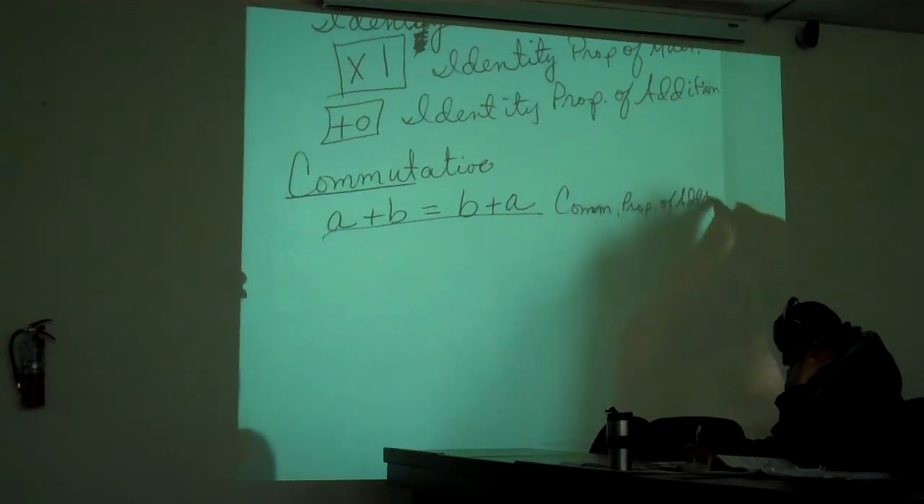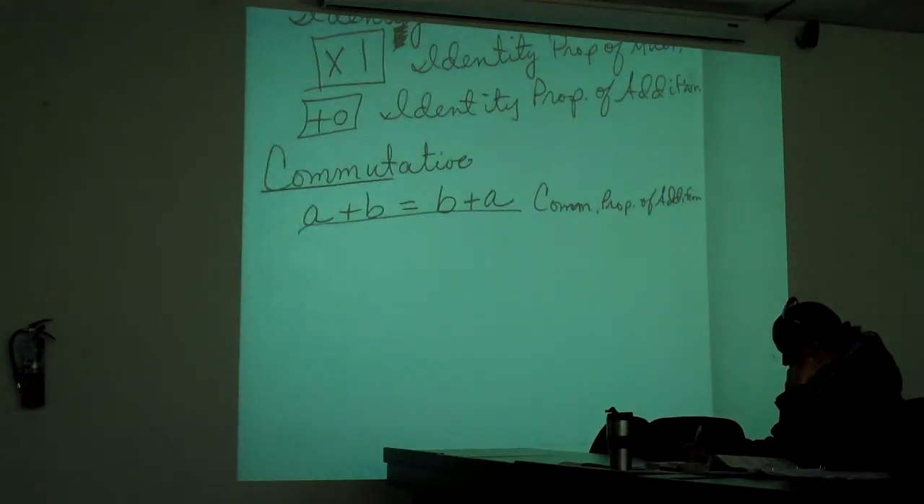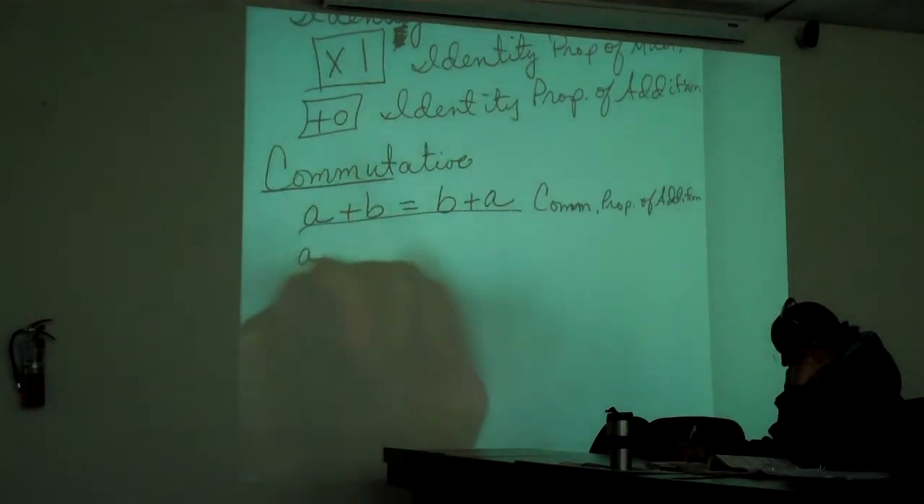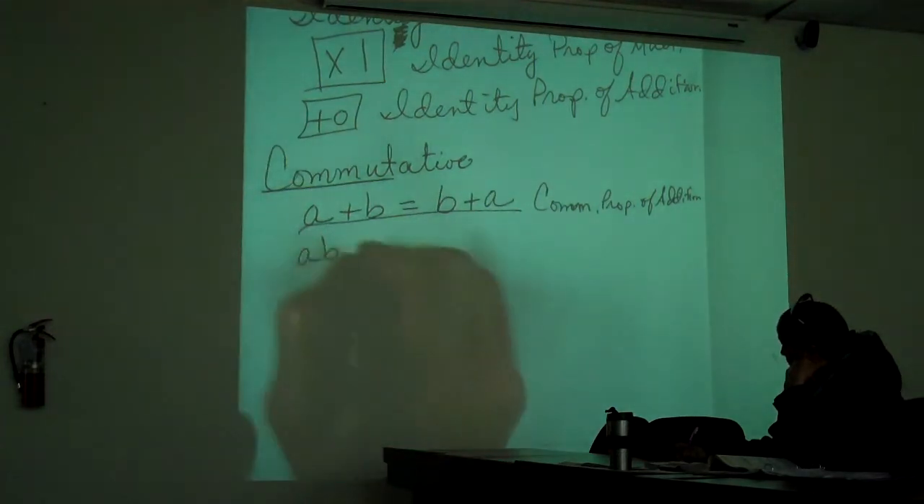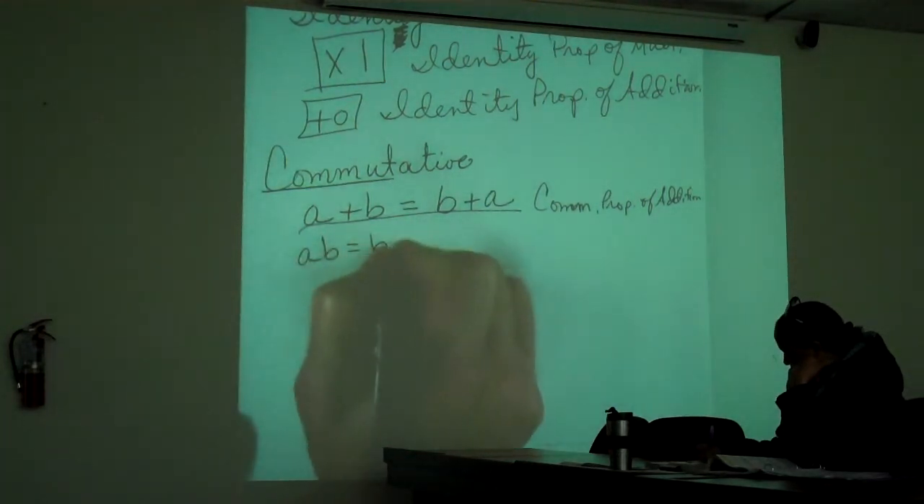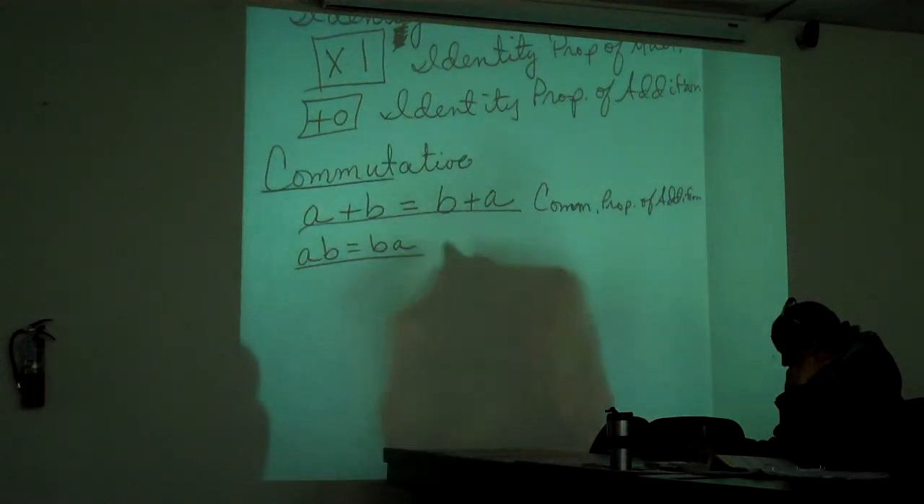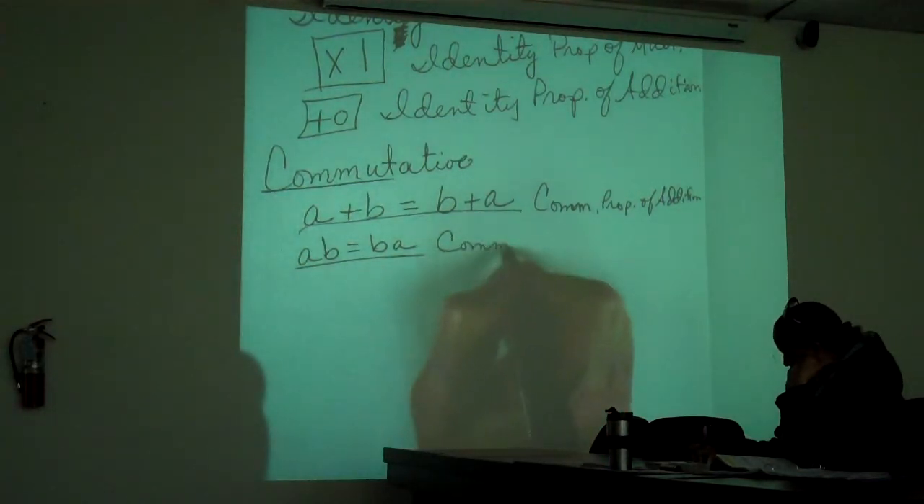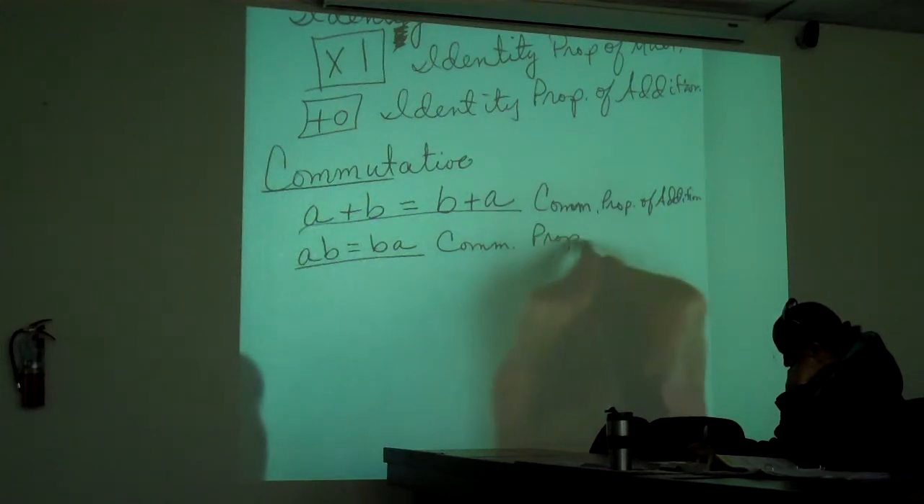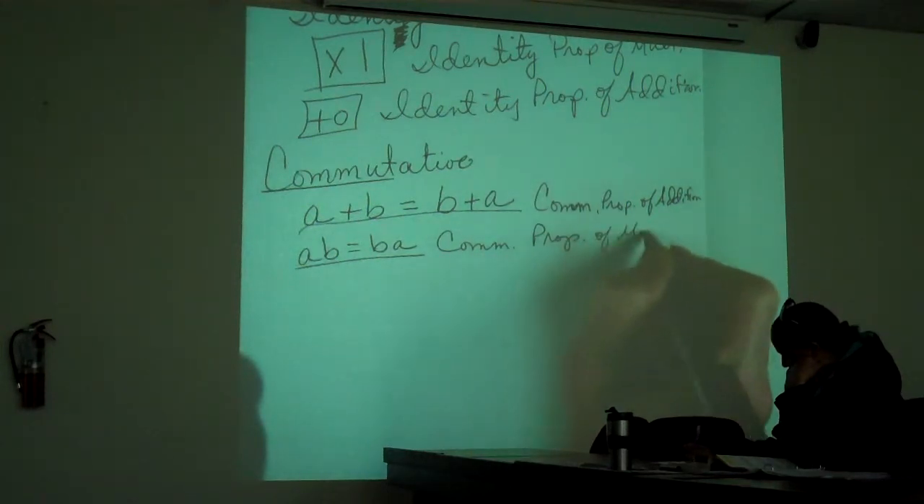Okay. Then you have a commutative property of multiplication. And when they're touching, that's multiplied, so you could just say AB equals BA. You're just turning it around. That's commutative property of multiplication.